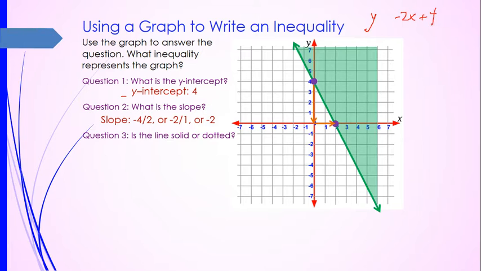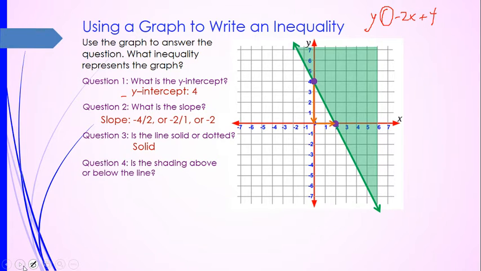We are so close to finishing this inequality. All we have to decide is what goes in here now, what the inequality symbol should be, right? If there were no shading, it would just be an equal. But in this case, we do have shading, so we have to decide what inequality it is. Well, since the line is solid, I know there's an or equal with it, right? It's either greater than or equal to or less than or equal to.